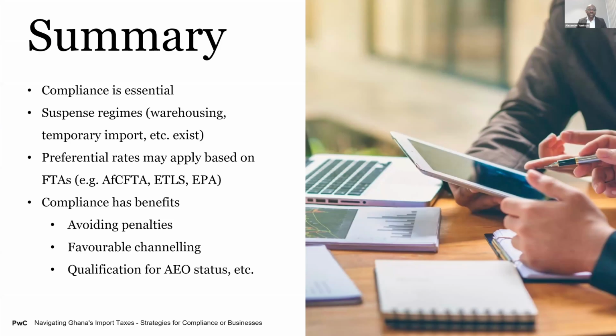We've learned about various suspense regimes that may exist. We've also talked about preferential rates that may apply based on a free trade agreement that exists, for example, the Africa Continental Free Trade Area, the ECOWAS Trade Liberalization Scheme, and the Interim Economic Partnership Agreement for EU and UK originating products. We've looked at various benefits of compliance, such as avoiding penalties, getting a more favorable channel, and then also helping you to qualify for things such as AEO status.